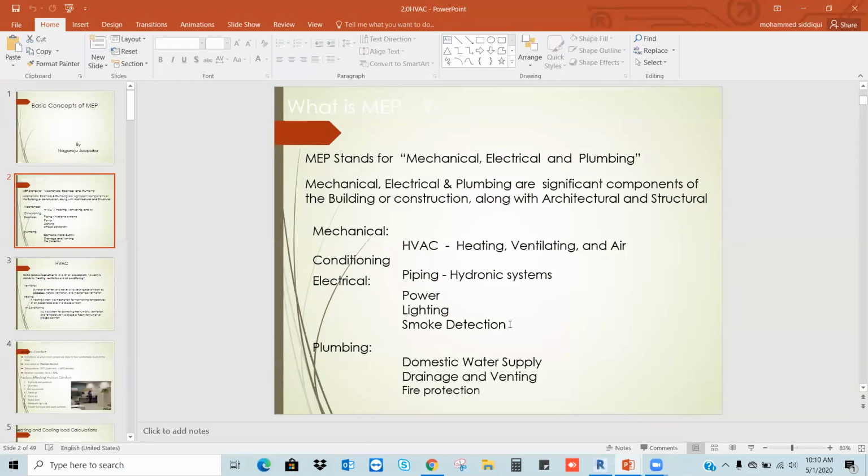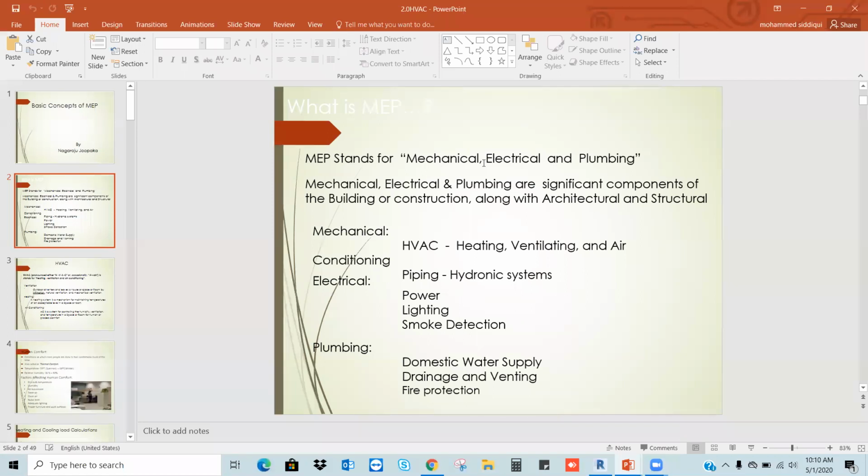plumbing. Generally, we should call it MEPF, the general terminology: mechanical, electrical, plumbing, and firefighting. So firefighting we are covering in the plumbing discipline. That is the reason most people call it MEP.